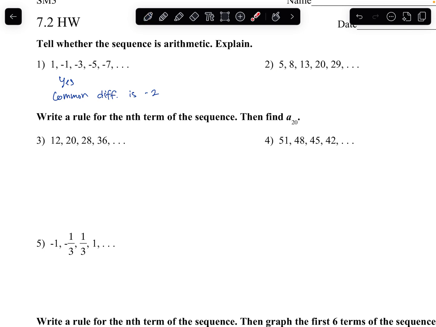For the next one, we go 5 to 8. That's a change by 3. We go from 8 to 13. That's a change by 5. So already you can tell that there isn't the same change from one pair of terms to the next pair. And so no, this is not arithmetic.